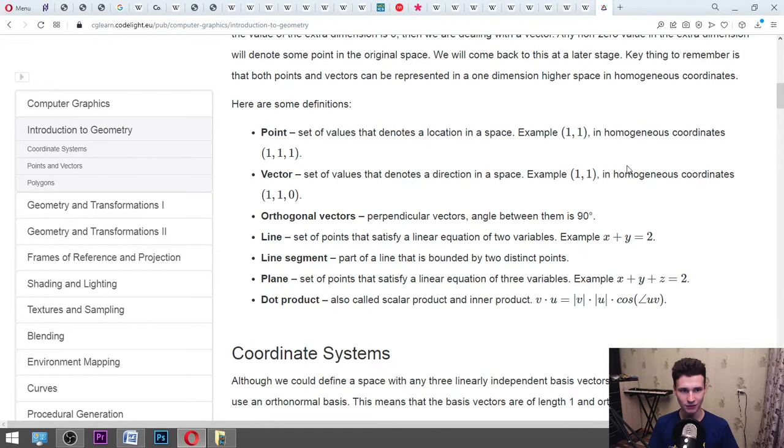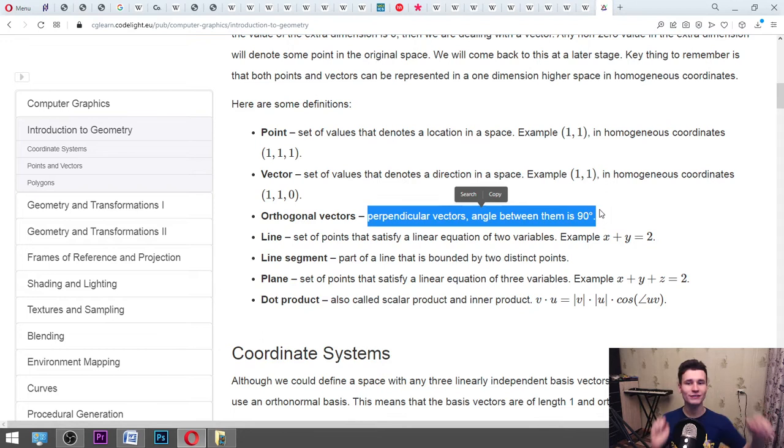Let's make it a little more readable. We have points, okay, we understand this is the simple thing that we can see in our world. Vector, we know what it is too. Also, orthogonal vectors I need to learn, because it is new vocabulary, ortho. In Russian we call them orthogonalne. And perpendicular vectors, with the angle between them being 90 degrees. If we look at the Cartesian coordinates, they will be orthogonal vectors.